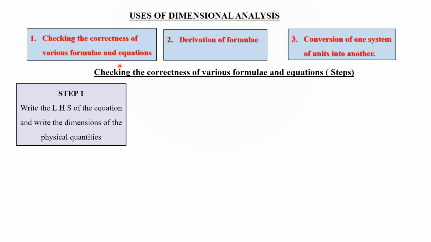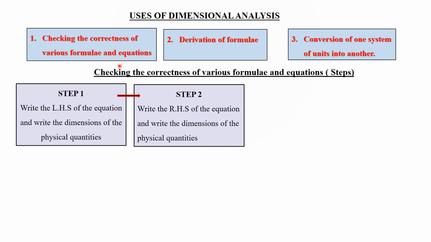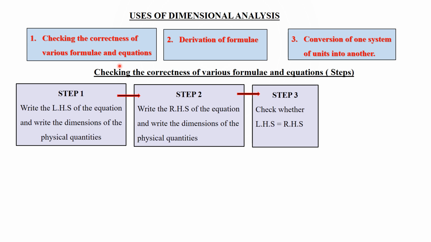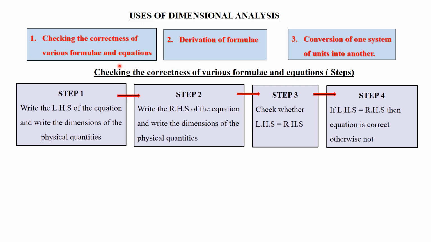The first step is to write the LHS of the equation and write the dimensions of the physical quantities on the left hand side. Second step, write the RHS and write the dimensions of all the quantities. Third step, check whether LHS is equal to RHS. And the fourth step: if LHS is equal to RHS, then the equation is correct. Otherwise, it's not correct.